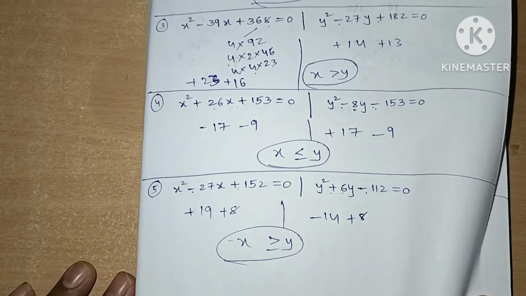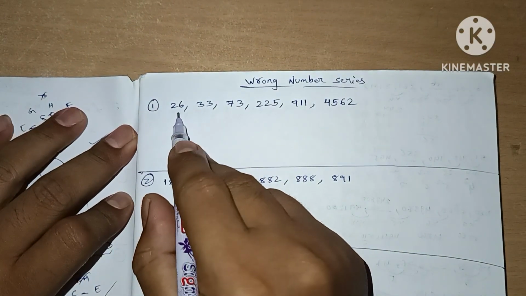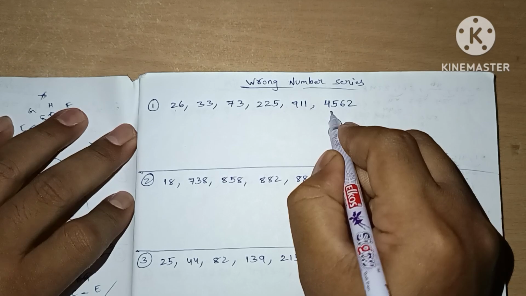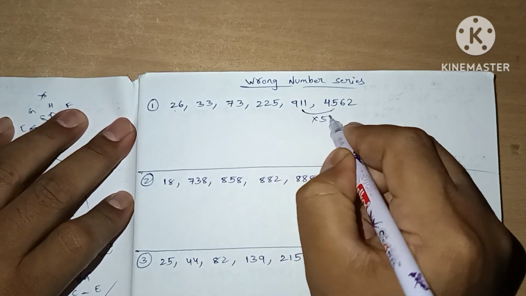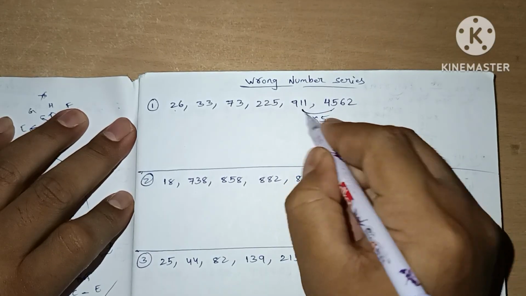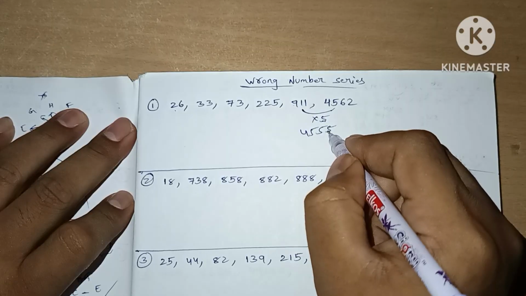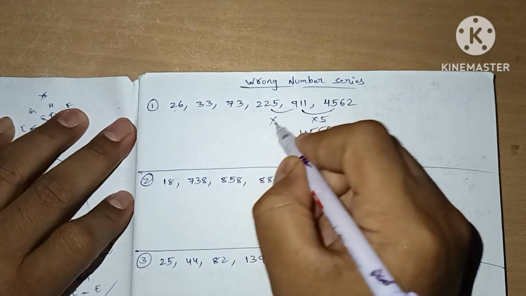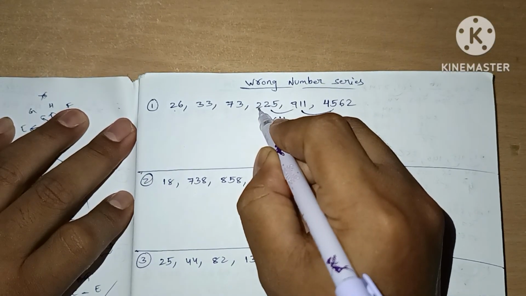Now we are going to see wrong number series. First question. Here the first number and last number vary by a lot, so these are multiplications. It is nearly 5 times: 9 times 5 is 45, and this is plus 7. Here this is nearly 4 times. 25 times 4 will be 100. 100 and 4 times 2 is 800.